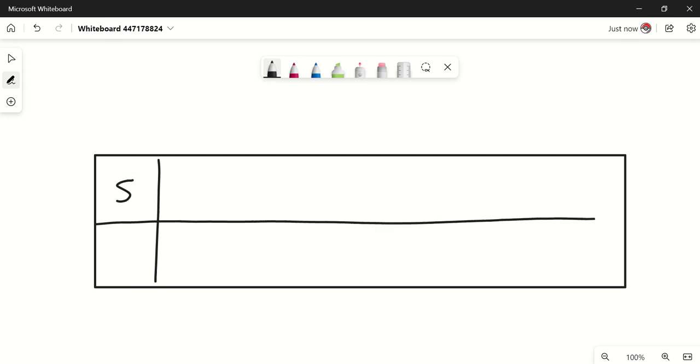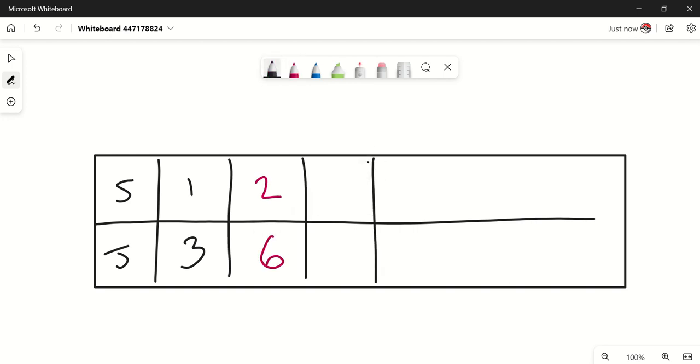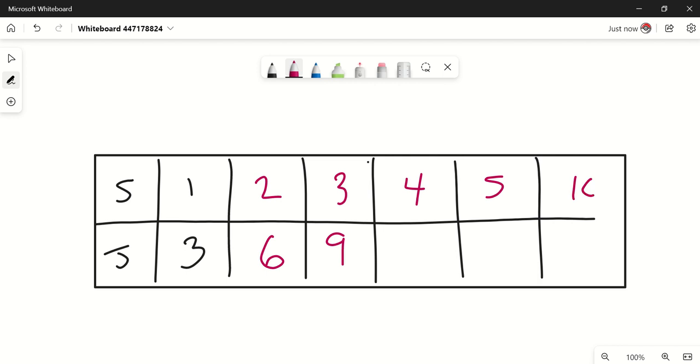S representing sodas and J representing juice. If I use 1 soda, I have to use 3 juices. If I do 2 sodas, it'll be 6 juices. 3 sodas, 9 juices. And then we can continue on to 4, 5, and 10.